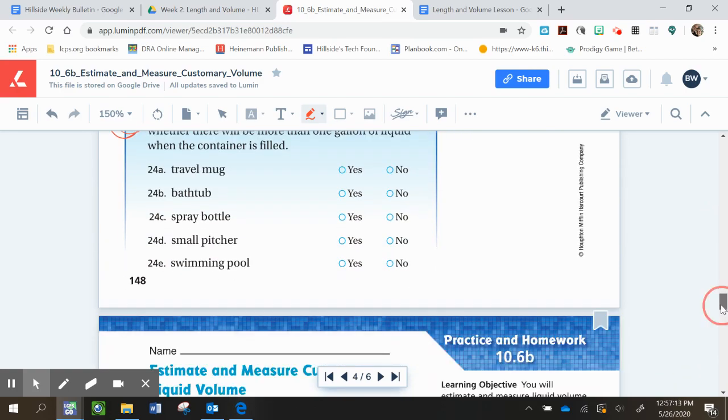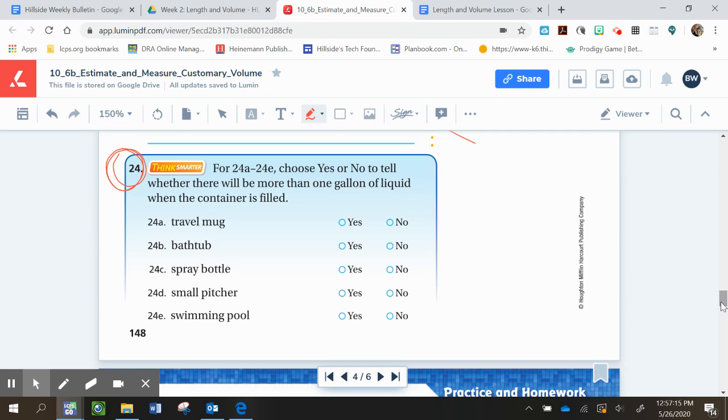I'm going to stop here on this part. I like this problem. It's think smarter. And so we're going to choose yes or no to tell whether there will be more than 1 gallon of liquid when the container is filled, just like we did before. So if we had a travel mug, would that be less than a gallon or more than a gallon? I think it's less than a gallon, so it says here, yes or no to tell whether there will be more than 1 gallon. That's definitely a no. A travel mug is not more than a gallon.